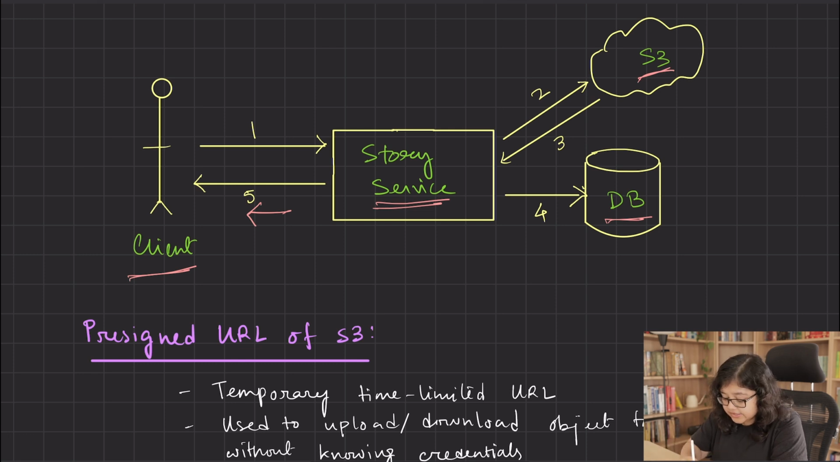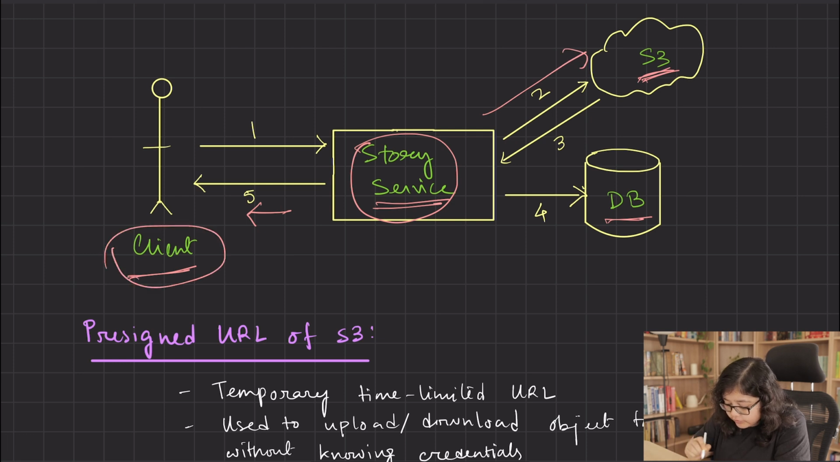Here in this architecture, the server is responsible for uploading the images to S3, which results in unnecessary consumption of its network bandwidth and resources. So, to optimize performance and resource utilization, Instagram has decided to delegate the uploading task to the client itself without involving the server. And it is using pre-signed URL to do so.